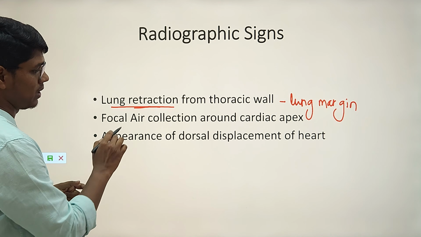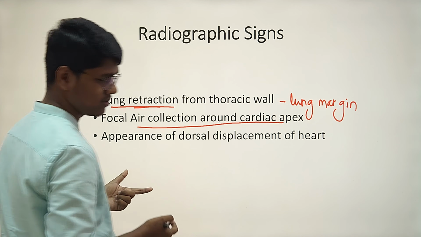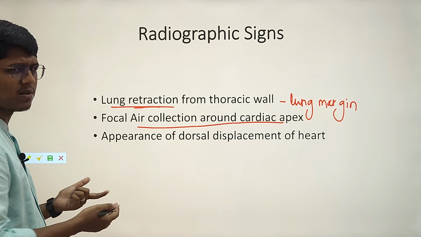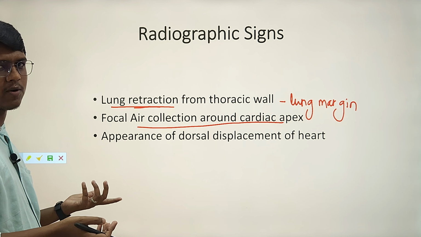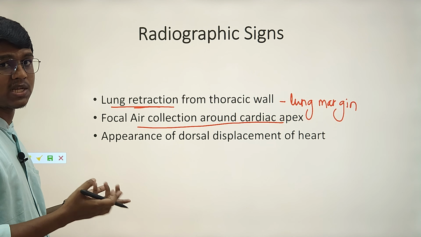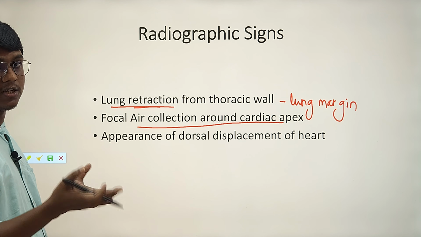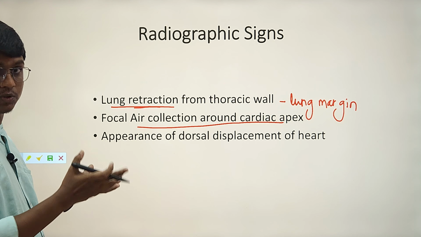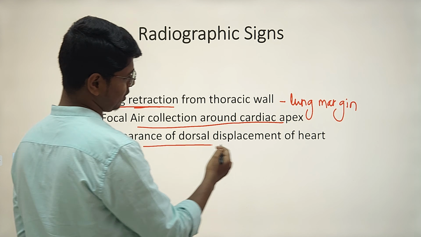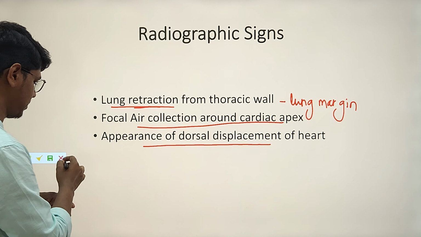We'll see focal air collection around the cardiac apex. You know that many times in clinics you might have found cases of pneumothorax, especially after dog bite. In case of dogs and cats, other dogs may bite and injure the chest cavity, and they will come with pneumothorax. Appearance of dorsal displacement of heart, you know this one also.